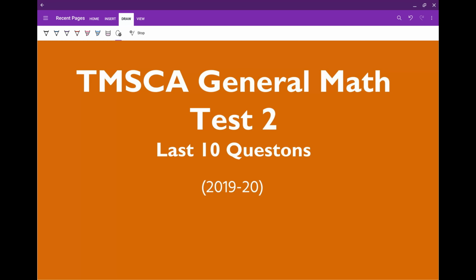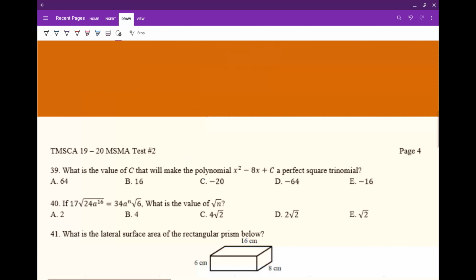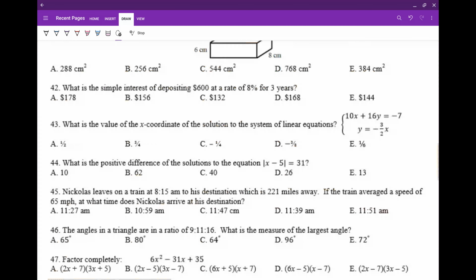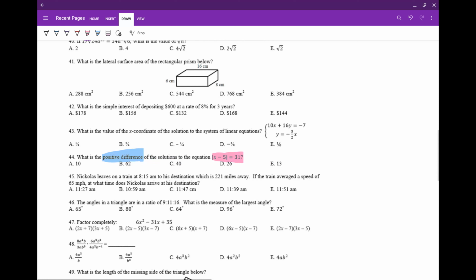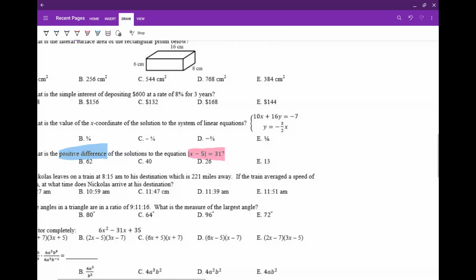Let's talk about question 44 in General Math Test 2. 44 is asking for the positive difference, and it has an absolute value equation. Now, I did an absolute value equation more in depth in test 1, so go check that out. And also, I have playlists set up to where you can just go to the absolute value playlist, and then you'll see a lot of problems from there if you want extra revision. But I'll just go through briefly what an absolute value is.